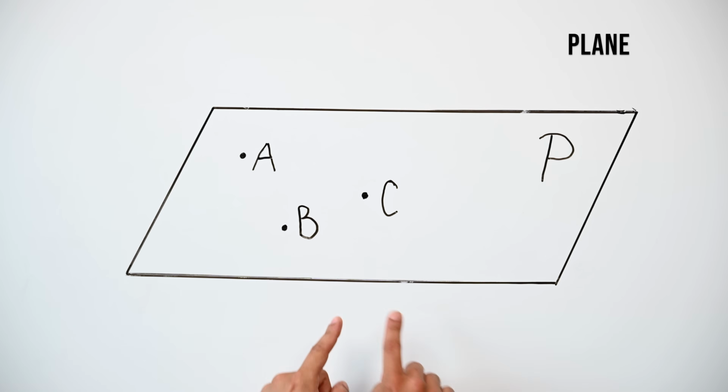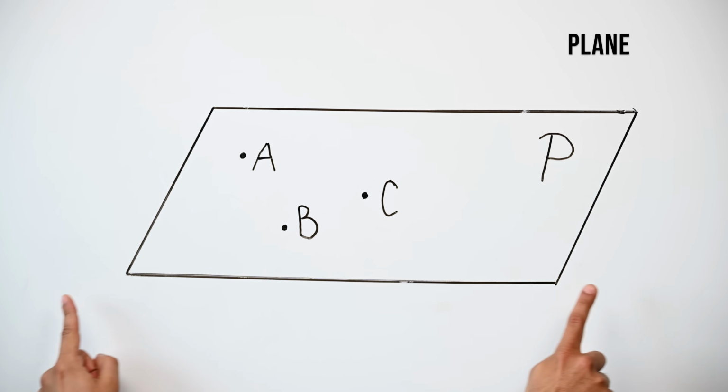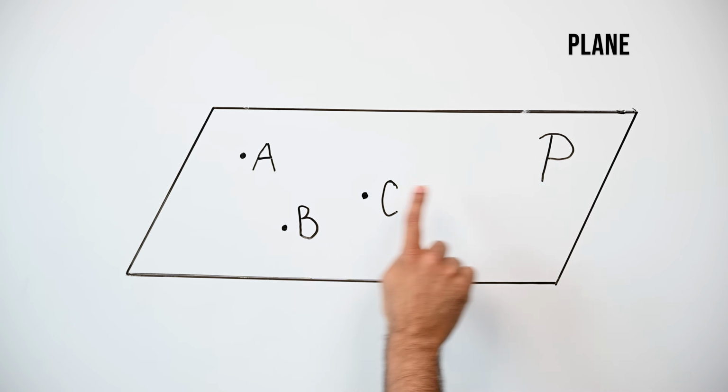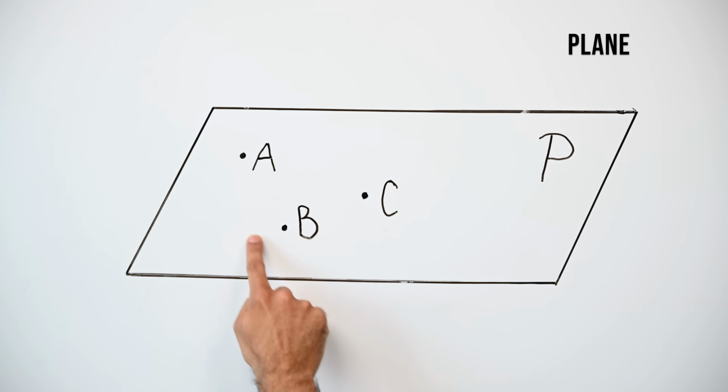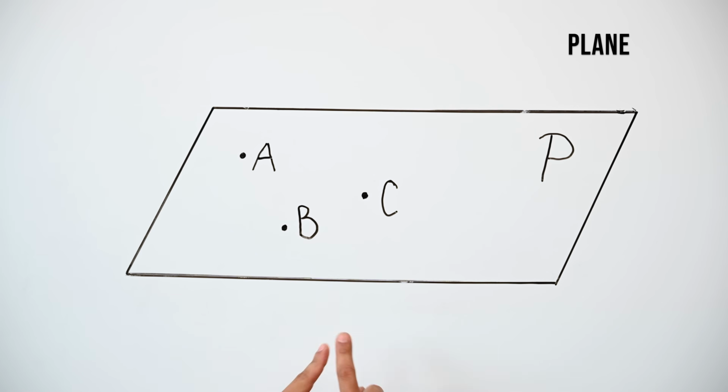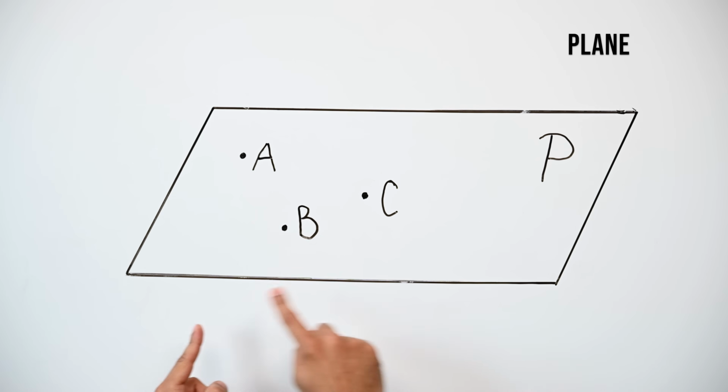A plane? Think of it like an endless flat surface, labeled with one capital letter or 3 points, such as plane P or plane ABC. It stretches infinitely in all directions and has no thickness.